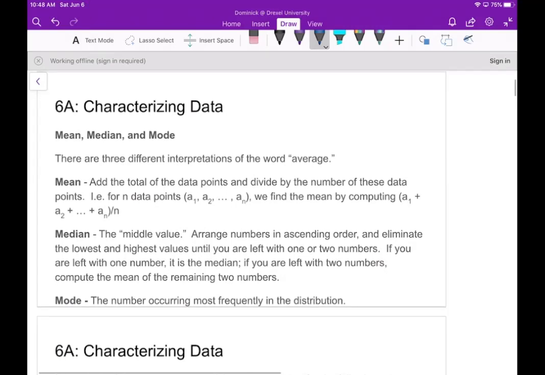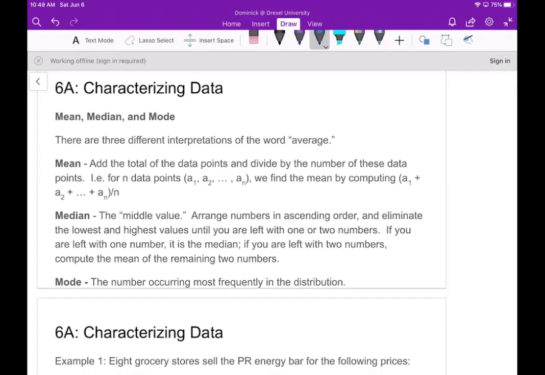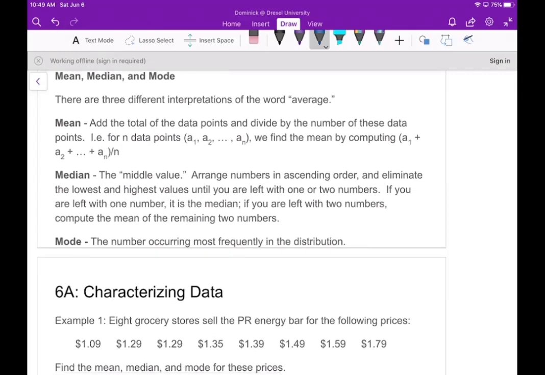Now, first, we need to talk about ways to measure the average, right? And of course, there's three different interpretations of the word average. So we have the mean, the median, and the mode. The mean is what you usually think of when you think of average. It's like your arithmetic average. That's where you add the total of the data points and you divide by the number of data points, right? Then you have the median, which is the middle value.